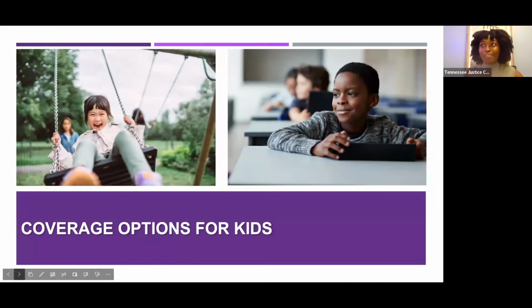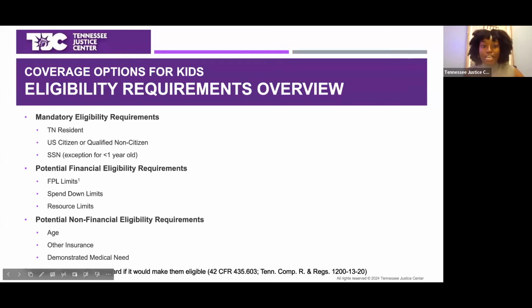All right, so first up, coverage options for kids. There are essentially three categories of eligibility requirements. There are residency and citizenship requirements, financial requirements, and non-financial requirements. That first group of requirements are mandatory. They're going to apply to every child category of eligibility that we discuss today. So every child applying for TennCare must be a Tennessee resident, a qualified citizen or non-citizen, and have a social security number.